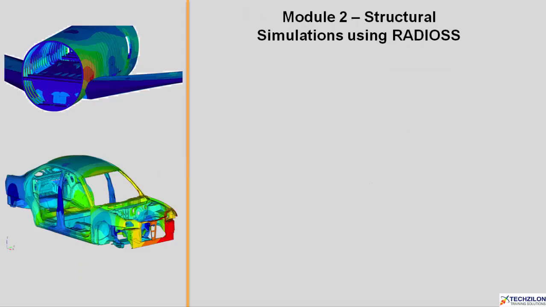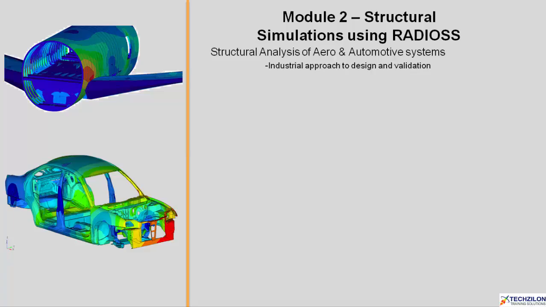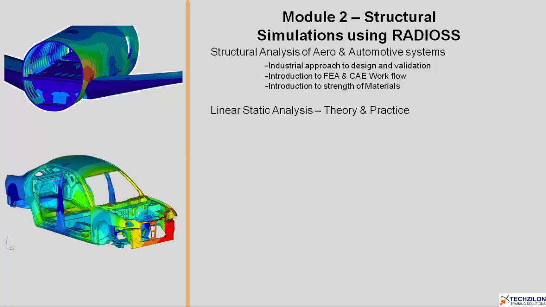The topic for Module 2 is Structural Simulations using RADIOSS. Under this, you will learn structural analysis for aero and automotive systems. You will learn industrial approach to design and validation, introduction to FEA and CAE workflow, and introduction to strength of materials. You will then move on to linear static analysis, both theory and practice.